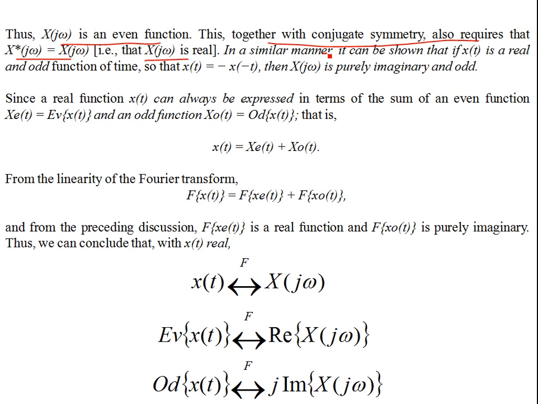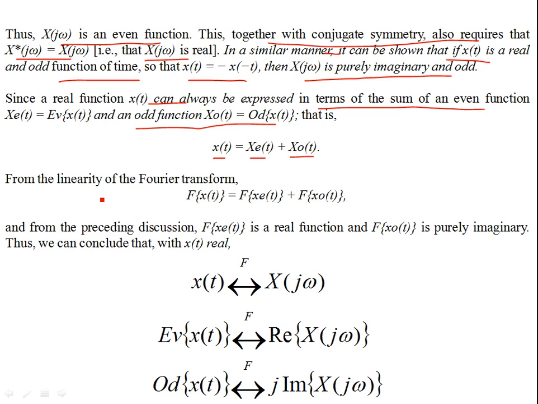In a similar manner, it can be shown that if x(t) is a real and odd function of time, that is x(t) is minus x(-t), then X(jω) is purely imaginary and odd. Since a real function x(t) can always be expressed as a sum of even and odd functions, as we said in chapter 1 of Oppenheim and Schafer, x(t) can be decomposed into even and odd functions. Then from linearity of the Fourier transform, the Fourier transform of x(t) can be decomposed into two transforms.